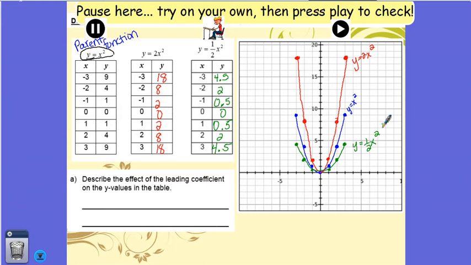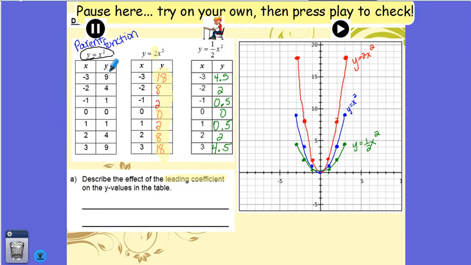Every single graph has some similarities with each other and the parent function, and then each of them have a difference from the parent function. It says, describe the effect of the leading coefficient on the y values in the table. Well, the leading coefficient is referring to the a value. So if a is 2, it appears that this graph stretches super tall and each of the y values are double the original from the parent function.